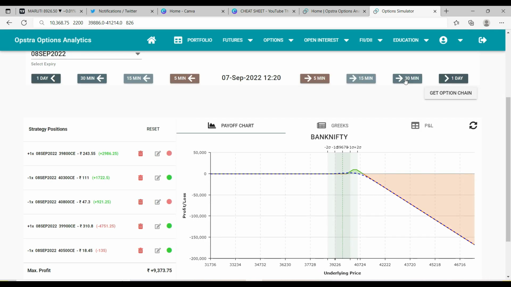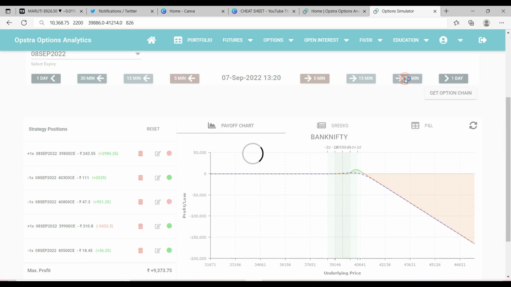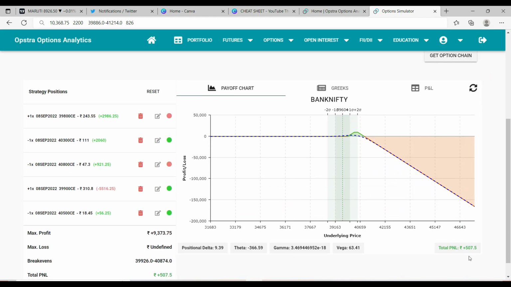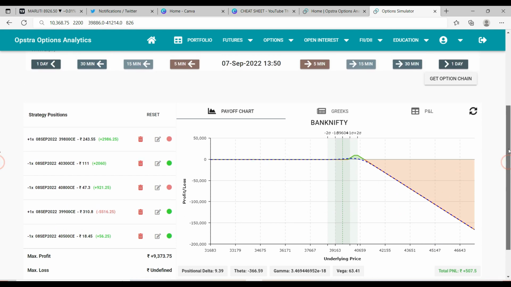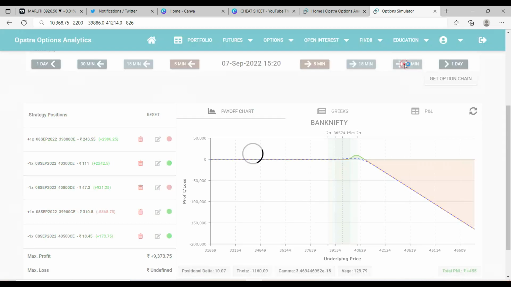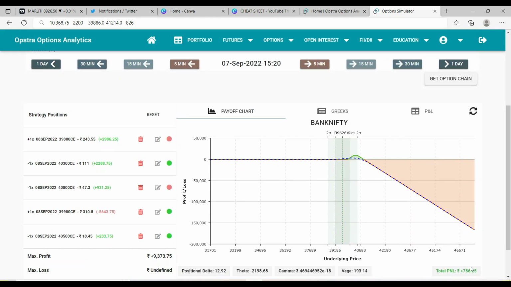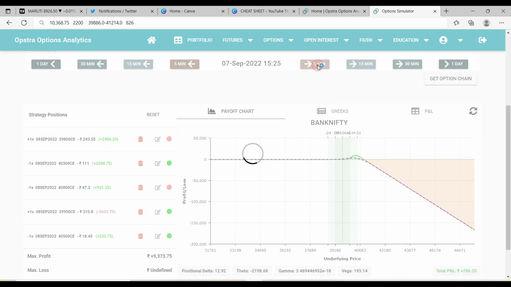Okay, 30 minutes, 30 minutes, 30 minutes, right? My loss is still how much? It's still green. But I lost that 2,000 of profit. That's what happens in the market. Until and unless I'm in a panic situation, I'm okay. Okay, 30 minutes, 12:20. My profit is 800, and I'll take you to 3 p.m.